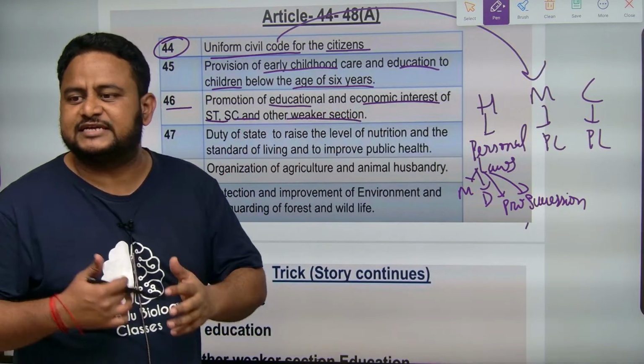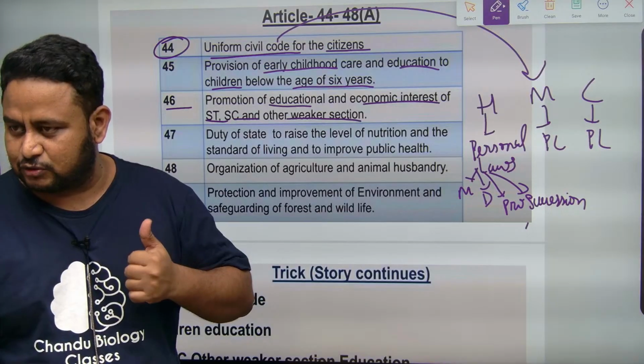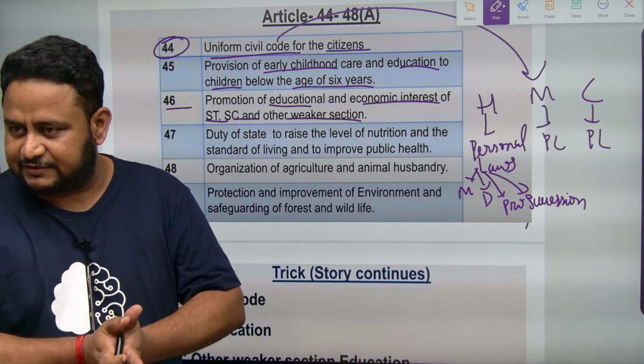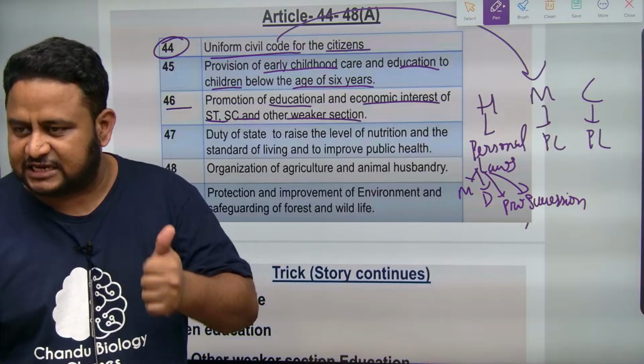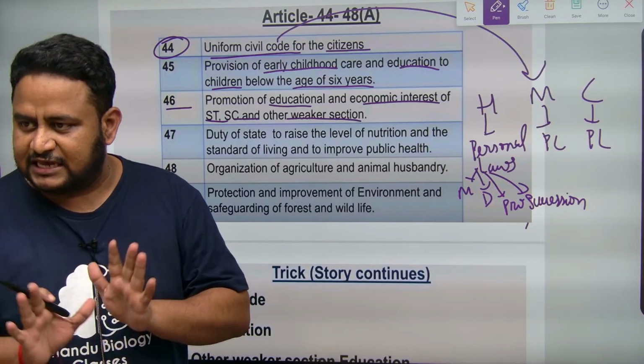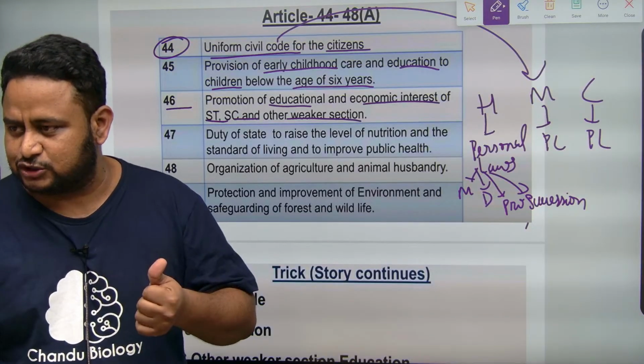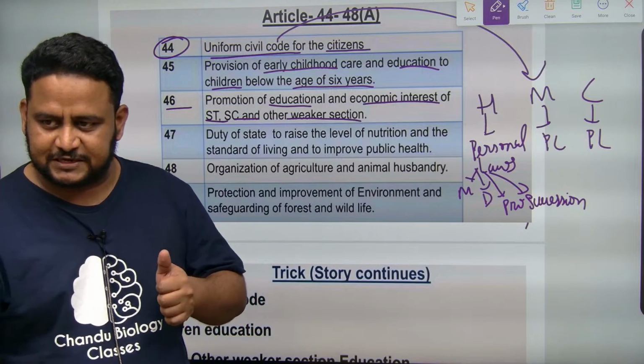Why? To ensure that there is equity. In the previous class itself I told you the difference between equality and equity, and reservation is based on what? Equity, not equality. Equality doesn't ensure justice, but equity ensures justice. Reservation is based on equity.